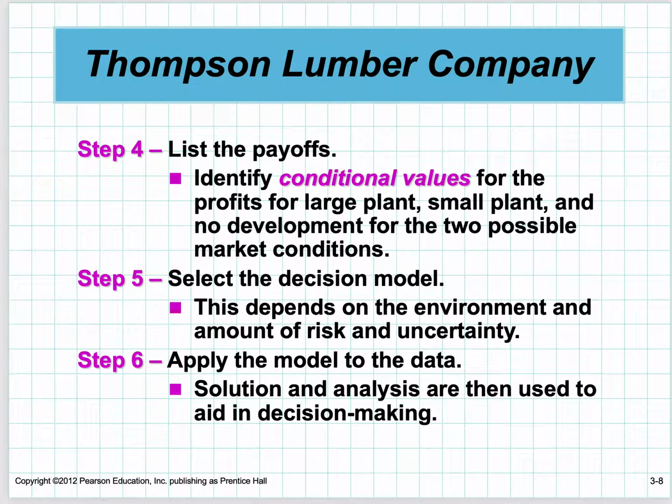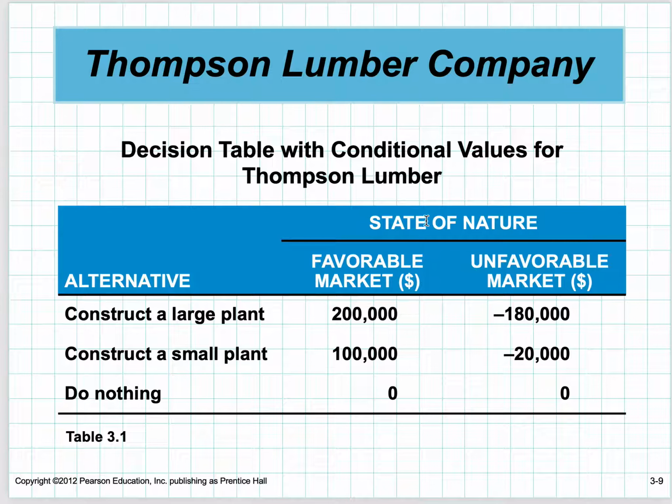So here's the decision table. You always have the alternatives in the vertical on the left-hand side. You have your states of nature on the horizontal on the top side here. So states of nature, favorable market, unfavorable market. Construct a large plant, construct a small plant, do nothing. Obviously, if you do nothing, the payoff in either case is zero.